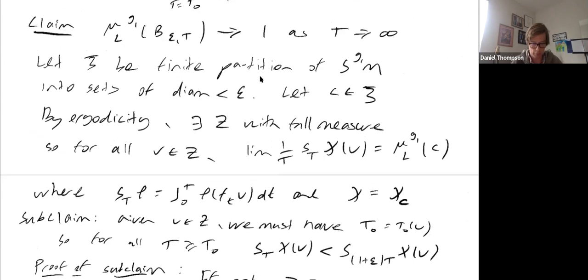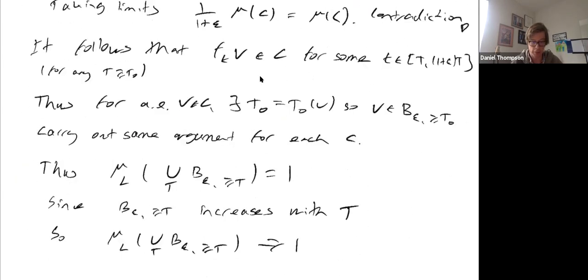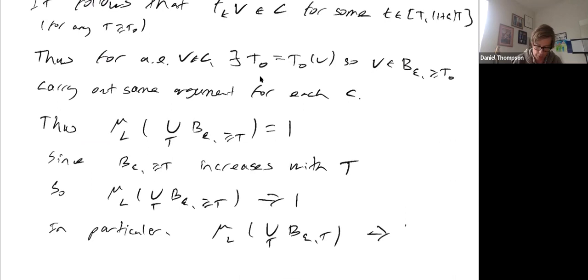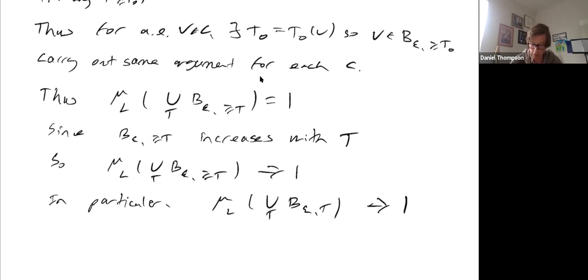What was my claim? Right. So I actually proved something better than what I wanted. That the greater than or equal there is a stronger thing than not having the equals there. And in particular, mu L of the union of the sets B epsilon T goes to 1. Each of those sets is bigger than each of those sets. Okay, so that was the proof of the claim.